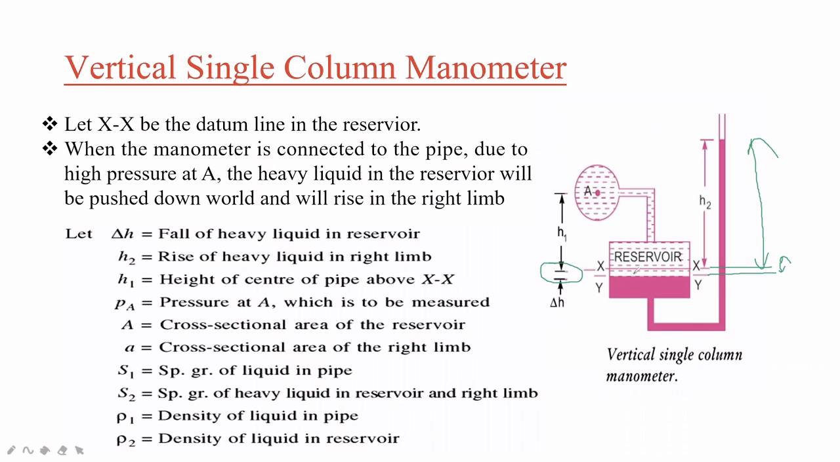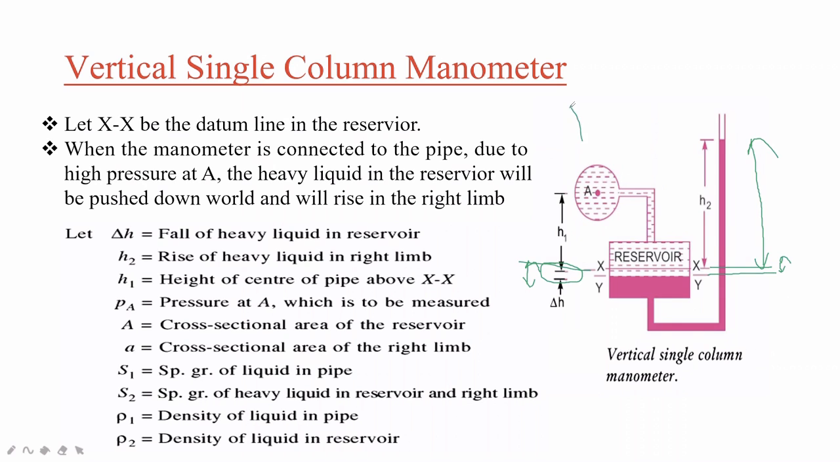So where we take the datum, from that datum only we will consider the distance of delta H. From that datum only we will consider the height of A, for that too from the center, that is H1. So H1 is the height of center of pipe above XX.